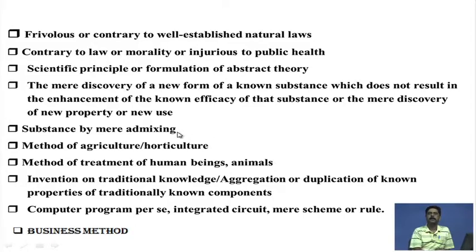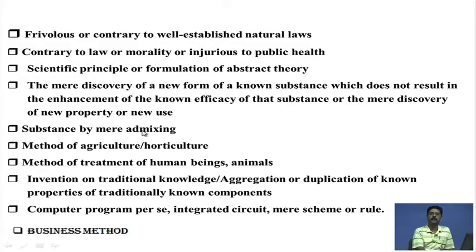A substance made by admixtures: if you create a substance by mixing, just like salt water, similarly sand water, and the mixture does not provide any synergistic effect. Because by mixing, if you get a property which is different from the properties of the two components you are mixing, then it will be qualified to be patentable. But if in the mixture the properties of the two components you are mixing remain intact, then it will not qualify to be patentable.